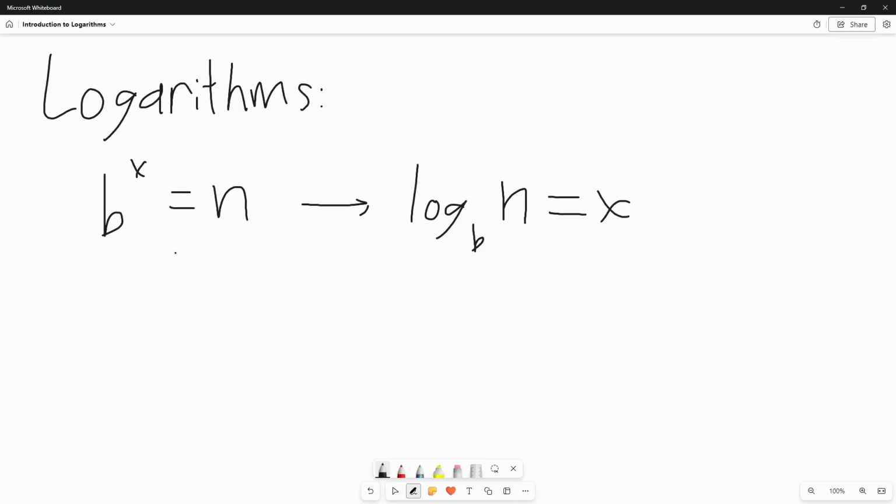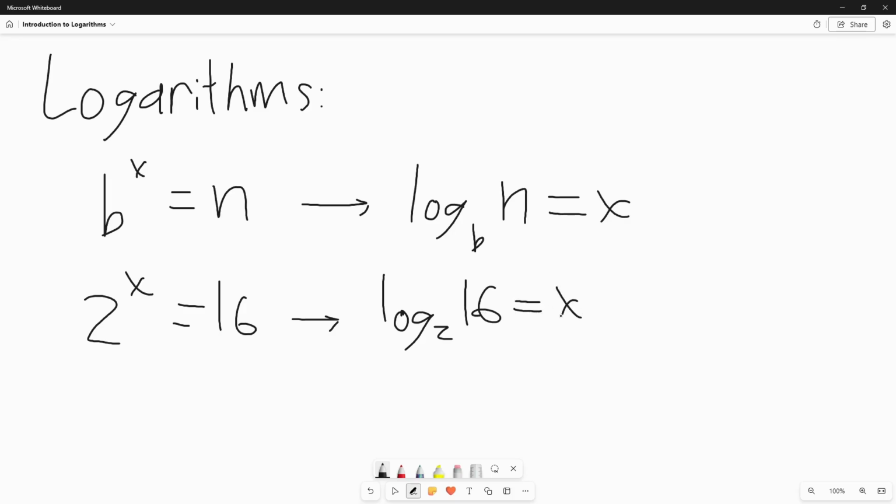So if you have something like b to the power of x is equal to n, then you can turn this into log base b of n is equal to x. For example, if you have 2 to the power of x equals 16, and you're trying to find x, you can turn this into log base 2 of 16 is equal to x.